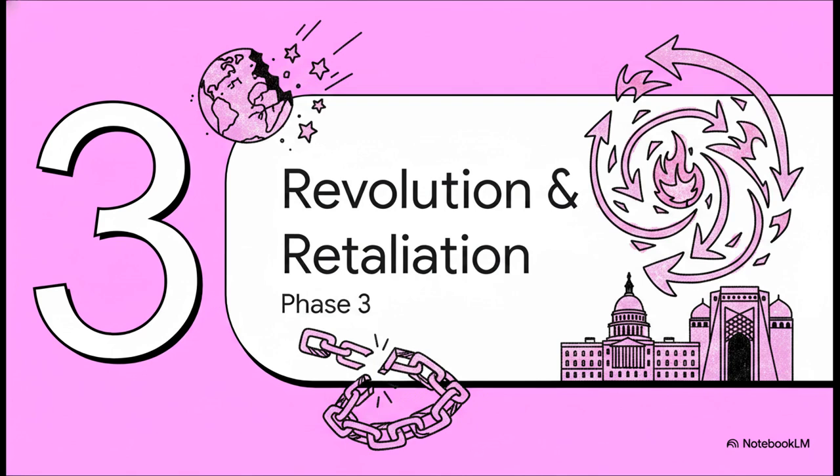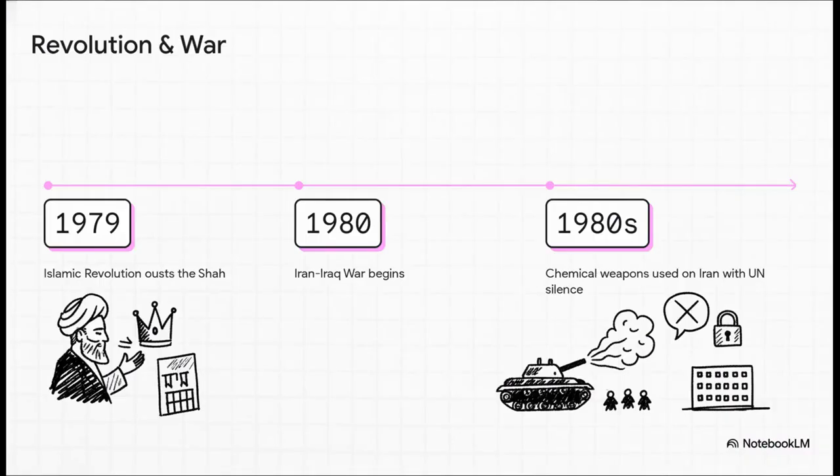So this carefully constructed U.S. hegemony seemed pretty much invincible. But it was about to face a catastrophic shock in phase 3, revolution and retaliation. Right at the tail end of the 1970s, the U.S.'s most trusted regional ally flipped almost overnight. Ayatollah Khomeini led the 1979 Islamic Revolution, entirely ousting the U.S.-backed Shah and eventually seizing the American embassy.